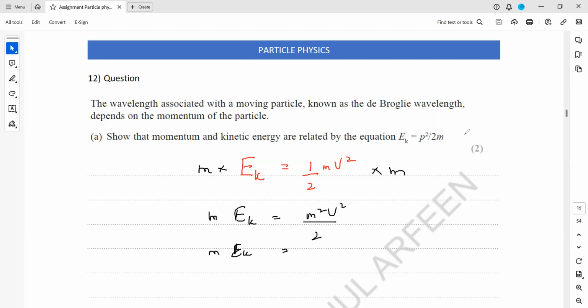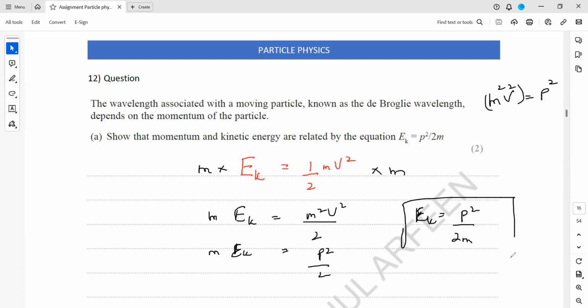What is m square v square? It's momentum square, because momentum is mv. So m square v square means momentum square, and I can say momentum square over 2. If I need Ek, Ek will be equal to p square divided by 2m. So this is the formula which we derived: the kinetic energy is momentum square divided by 2m.